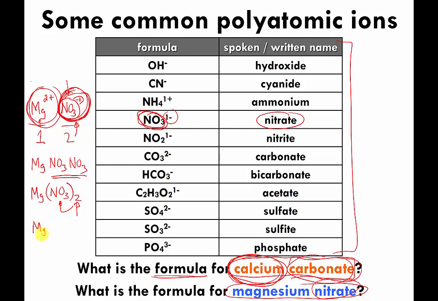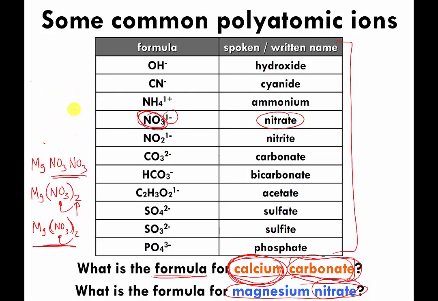You say there's 1 Mg, there's 2 packs of NO3s stuck to it, but I don't want to write the formula NO3 twice, so I'm going to save myself a little bit of time and write parentheses around it and write a 2. So you should understand what that means, because this is how you're going to see formulas written when you have complicated ionic compounds.